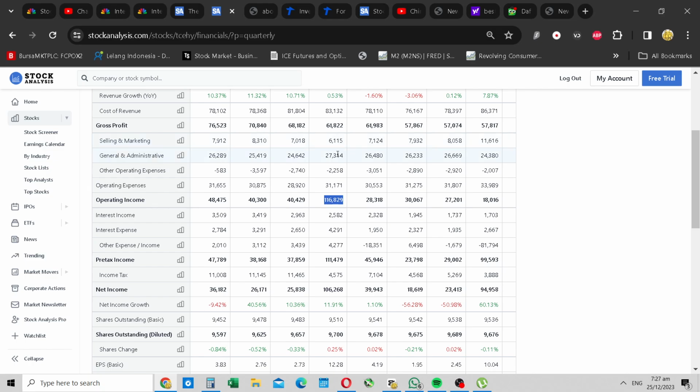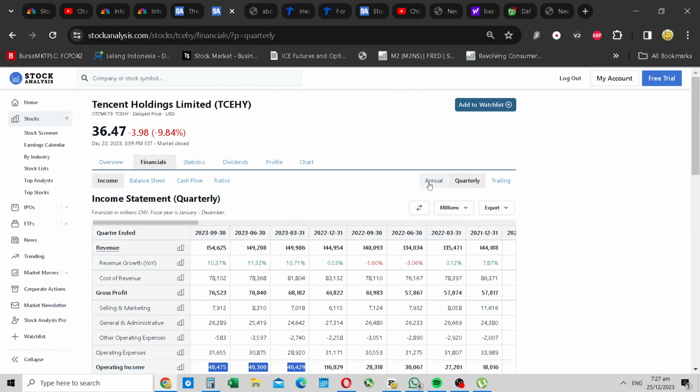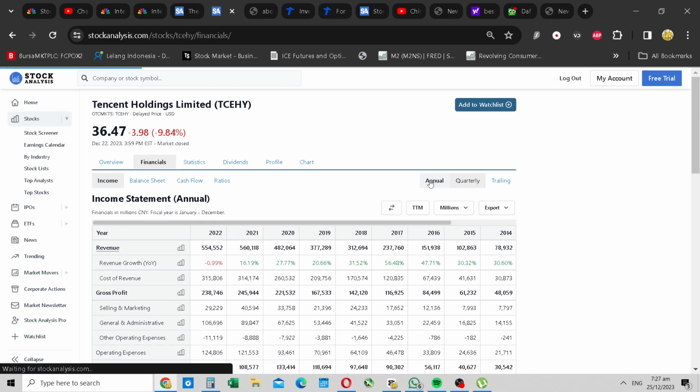Because they take from the... that one, sometimes it's wrong. But either way, you see this operating income, if we were to say that 40, 120, it's going to be 168, which is a massive increase from 87, 89. Okay, what does that mean?